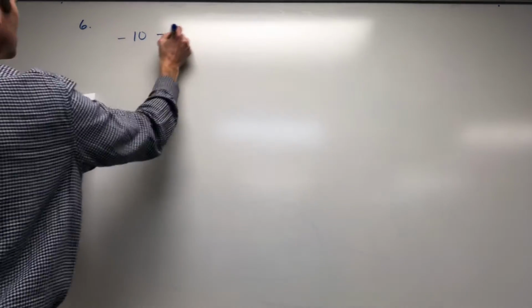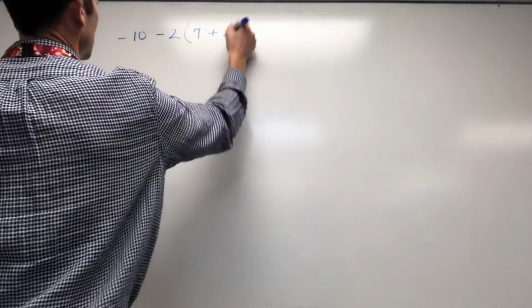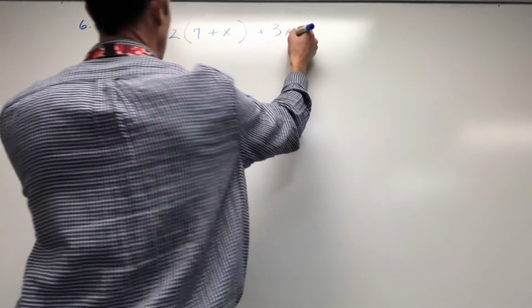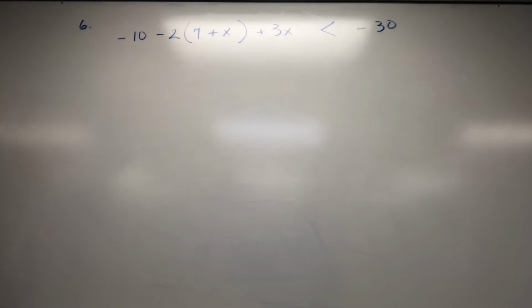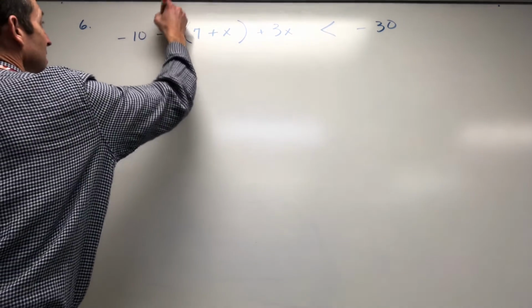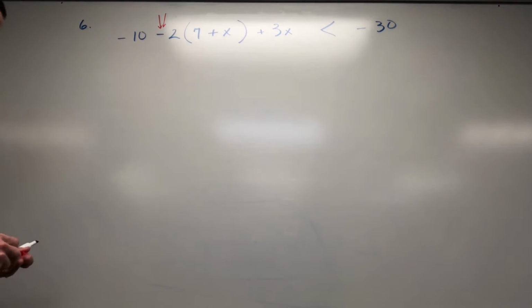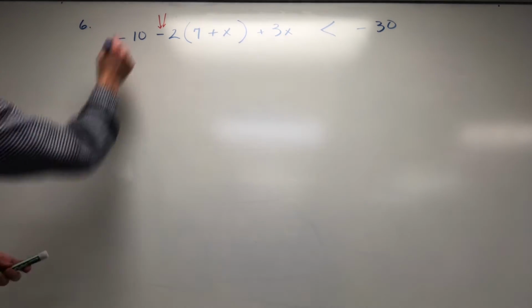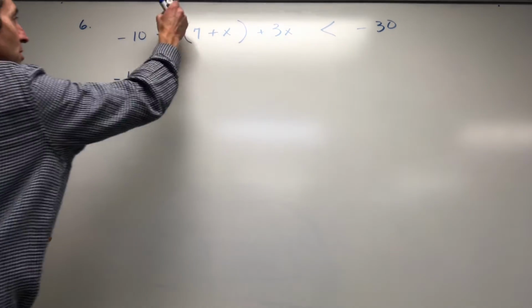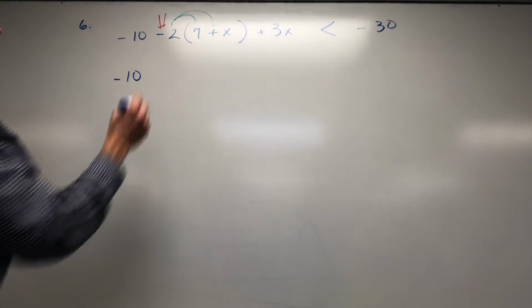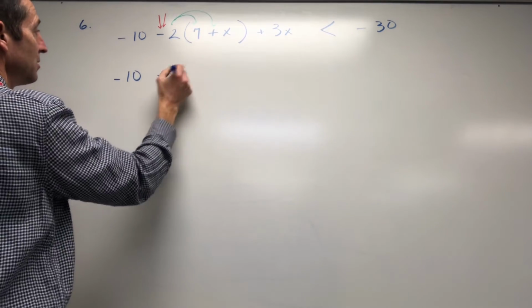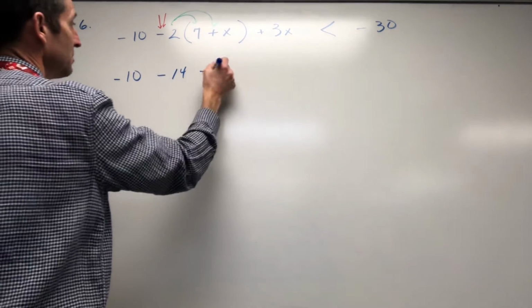Number 6, kind of a longer one. All right, so you're writing this problem down, and then a big trap that's waiting for you on this problem is this negative 2 right here. Because when you distribute this, like you're fine with the negative 10, but when you distribute, boom, boom, you got to remember it's negative 2 that multiplies times both of those. So this becomes negative 2 times 7, negative 14, negative 2 times x, negative 2x.